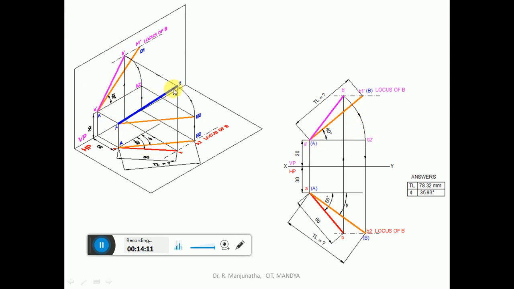With A as center, take the radius of AB and rotate in space so that AB2 is the line which is parallel to HP. So when you look from the front view, it will be here. So this is the arc which will be considered. So draw a vertical projector from B2 dash to the locus of B in the top view. So that is what we have done here. You are projecting that here, so that projection will come here.